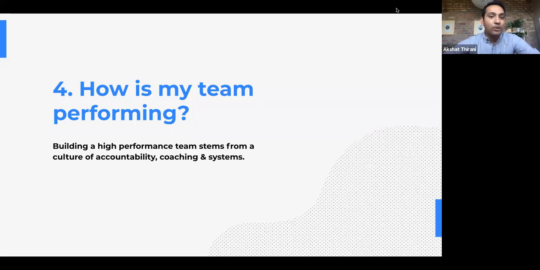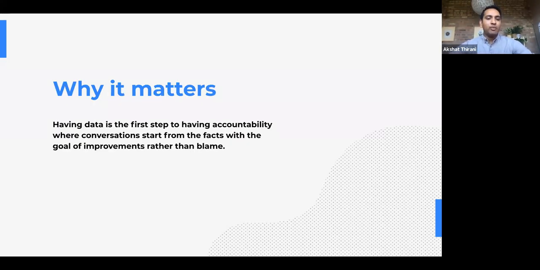All right, so the fourth dashboard is how's my team performing? And building a high performance team stems from having the accountability, the coaching culture, and the systems in place to really empower folks to be at their level best. And we believe having this data is the first step to having a really productive meeting around accountability and understanding what resources are needed, rather than just using data as a way to blame or have big brother.